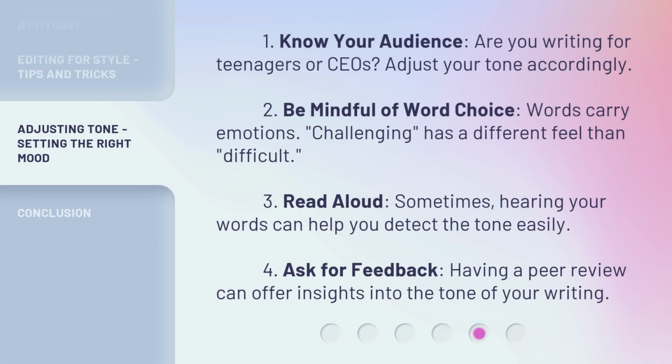1. Know your audience. Are you writing for teenagers or CEOs? Adjust your tone accordingly. 2. Be mindful of word choice. Words carry emotions. Challenging has a different feel than difficult. 3. Read aloud. Sometimes, hearing your words can help you detect the tone easily. 4. Ask for feedback. Having a peer review can offer insights into the tone of your writing.